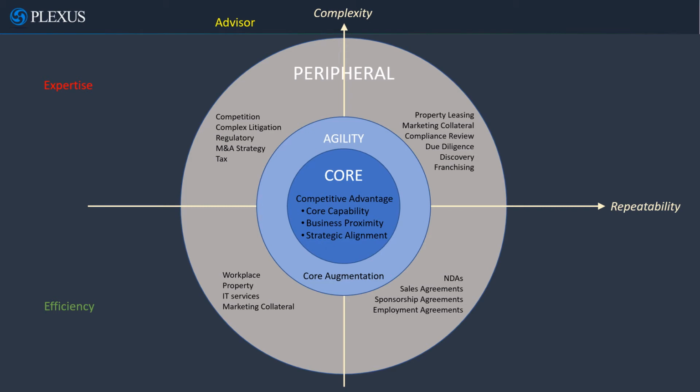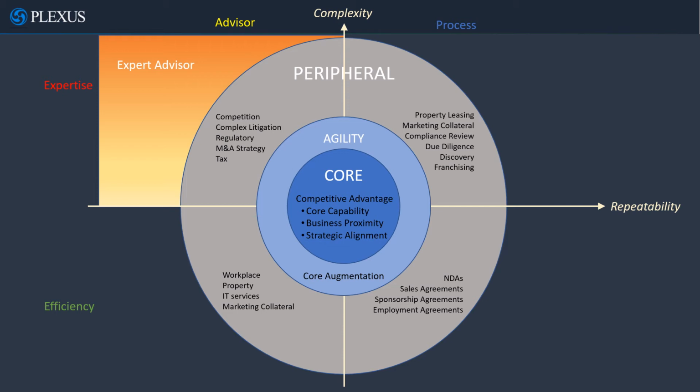Similarly with the repeatability axis, on the left-hand side of the repeatability axis, we're talking about one-off activities. We're really looking for an individual advisor to assist us on that. But as we go higher on the repeatability axis, we're thinking much more about process than we are who's going to conduct that process for us.